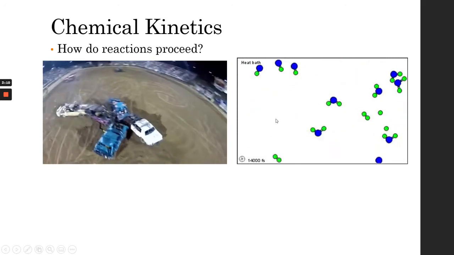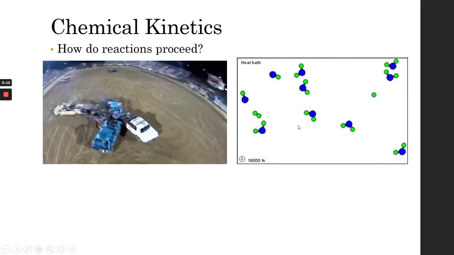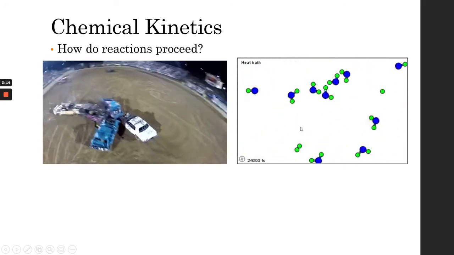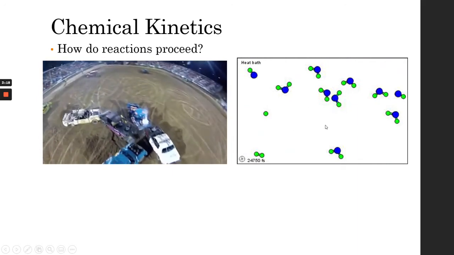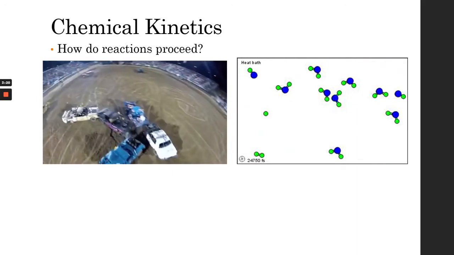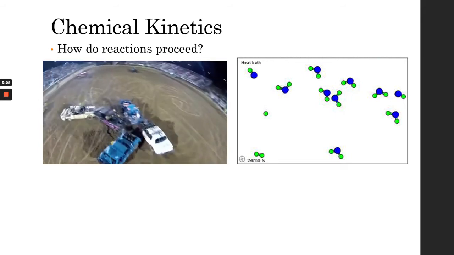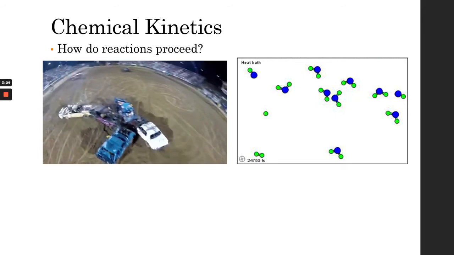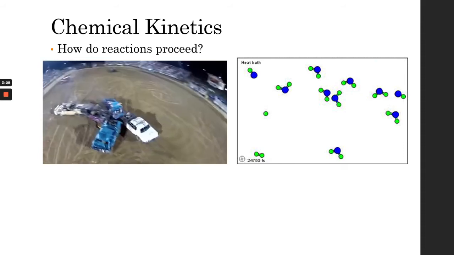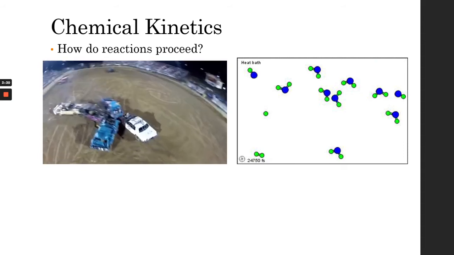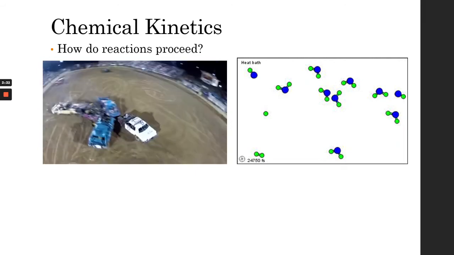So what happens is you introduce oxygen atoms, and we know that molecules move, and as they move, they bump into each other, and if they bump hard enough, and they bump in a proper orientation, that's when products are formed. That's when chemical reactions happen.